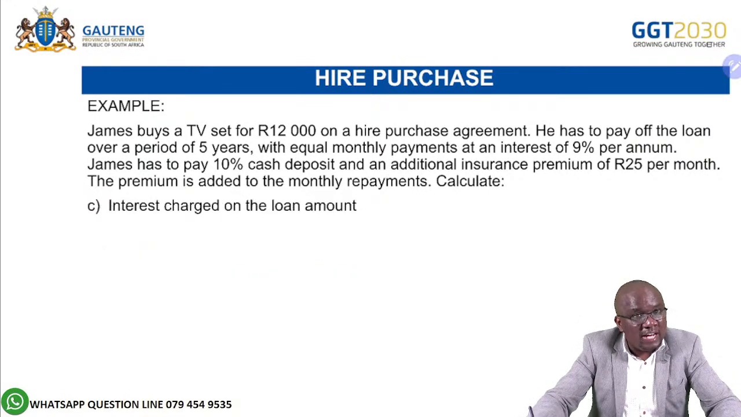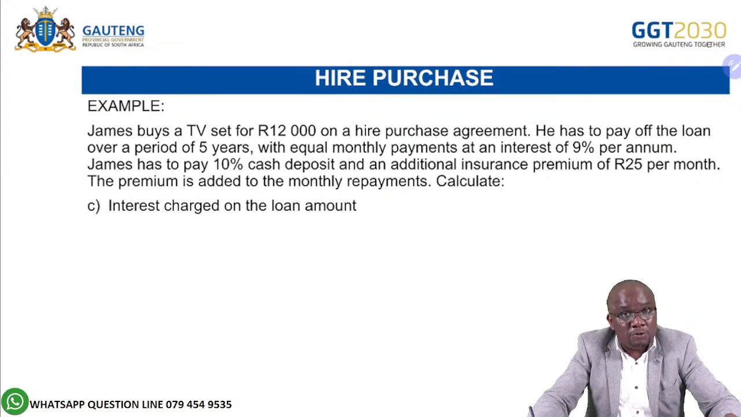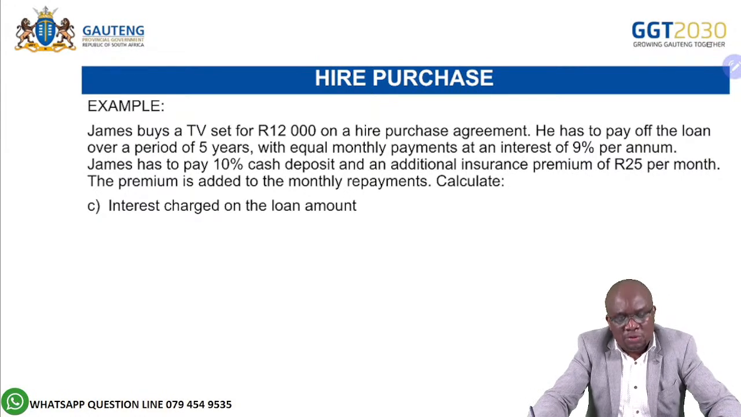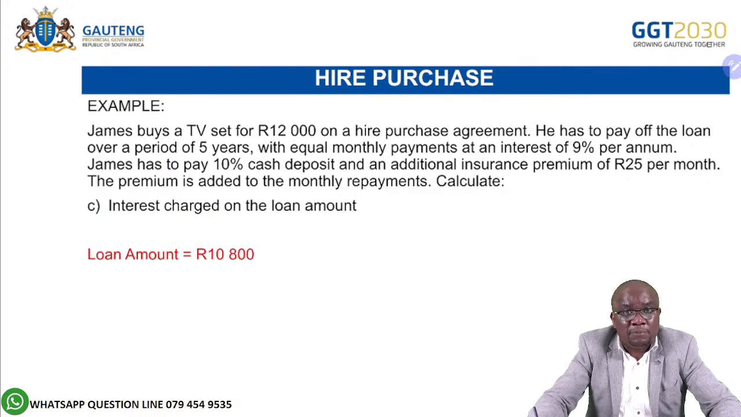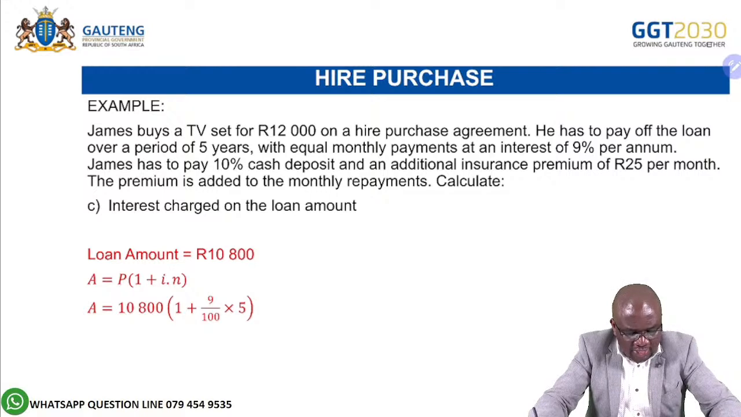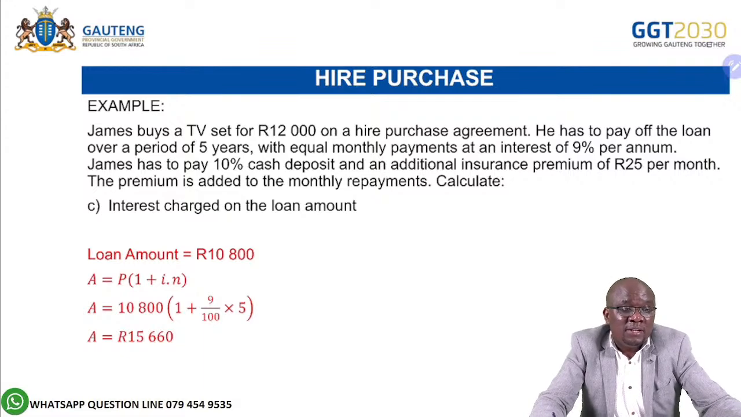It says interest charge. Please take note. We want interest here, not the accumulated amount, interest. So we have to calculate the accumulated amount, and then we subtract the loan amount from the accumulated amount to get the interest. So let's get the accumulated amount first. Use the formula for simple growth. This is hire purchase, remember? Then we substitute into the formula our P and our I and our N. What we get? We get 15,660. So this loan amount will grow to 15,660.